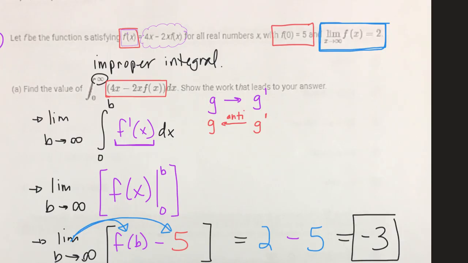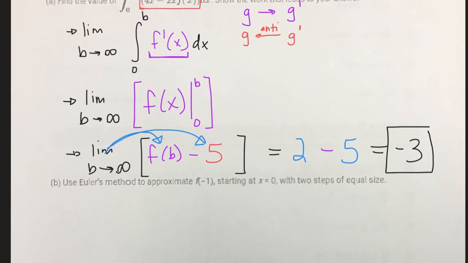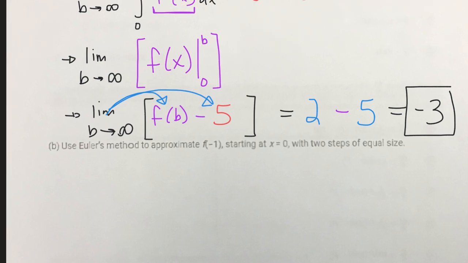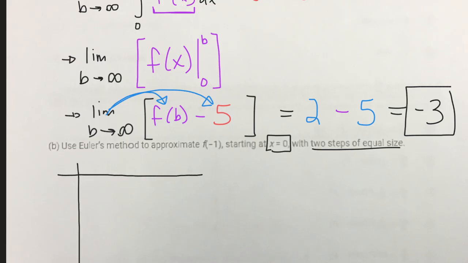Okay, the next part B says use Euler's method to approximate f of negative 1 starting at x of 0. Okay, so that's our first value, x sub 0, with 2 steps of equal size. Okay, so we did this by making a table. The table doesn't earn you any points for calculus.